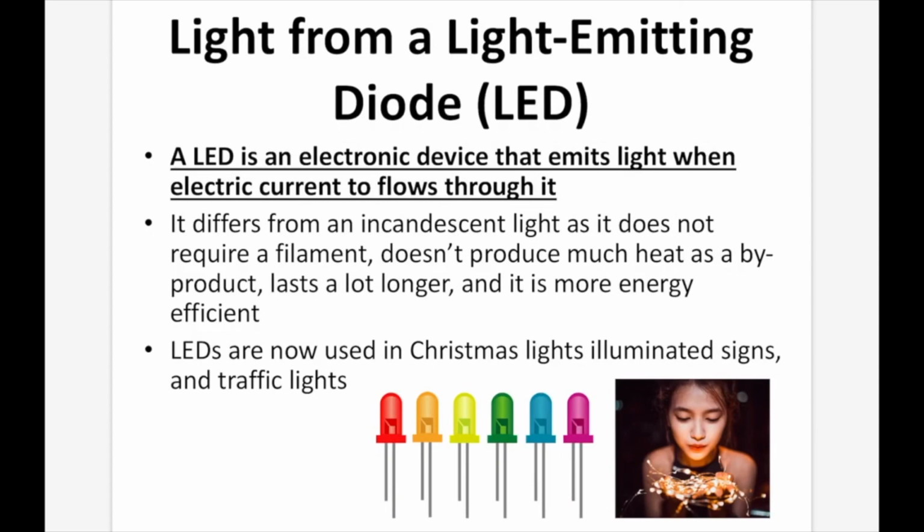Light from a light-emitting diode, otherwise known as an LED. An LED is an electronic device that emits light when electric current flows through it. It differs from an incandescent light as it does not require a filament, doesn't produce as much heat as a byproduct, it lasts a lot longer, and is much more energy efficient. LEDs are used in things like Christmas lights, illuminating signs, and traffic lights. Now they're very useful in terms of something like Christmas lights. If you think about hanging Christmas lights on a Christmas tree, you don't want those lights getting really hot, otherwise it could catch fire on the tree. So having a light that doesn't get hot and still shines brightly is a very useful application of LEDs.